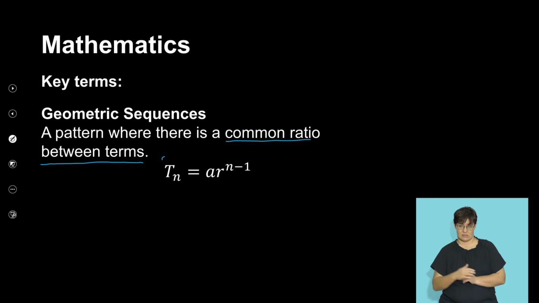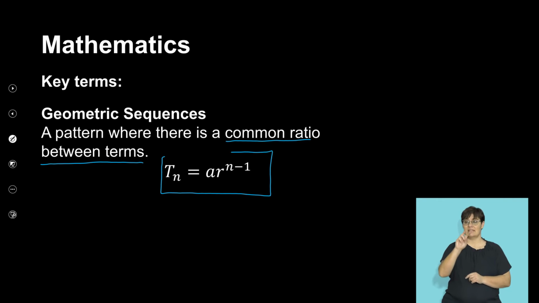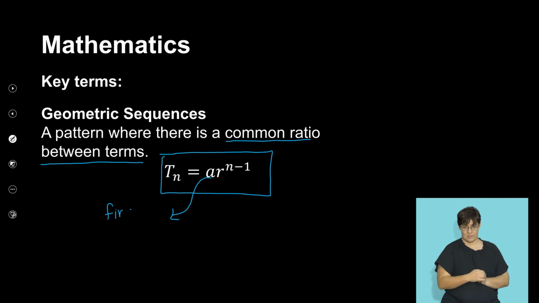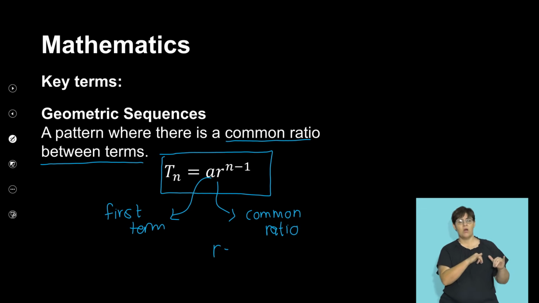The nth term for a geometric sequence is Tn is equal to A R to the power of n minus 1. A reminder that A is the first term of the pattern and R is our common ratio. Please remember you can find your common ratio by taking a term value over the value of the term that comes before it. Let's look at the next slide.